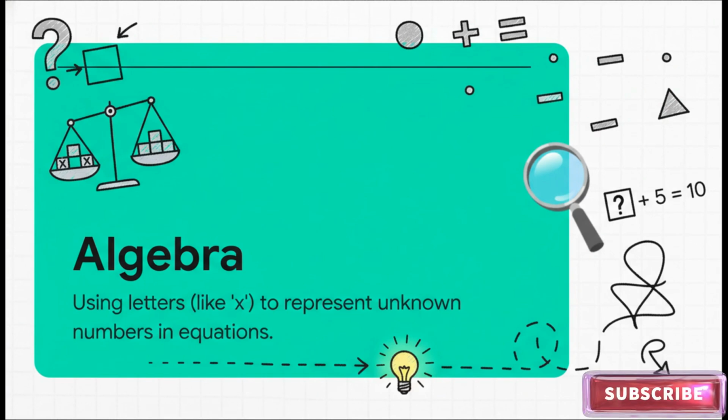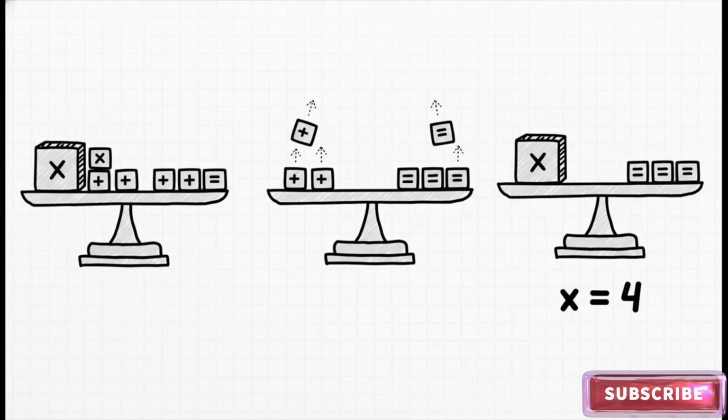All algebra is using a placeholder, usually a letter like X, to stand in for that number we're looking for. It's not some new, terrifying kind of math. It's just a technique for finding missing information. It's detective work. And the core principle of algebra is this.